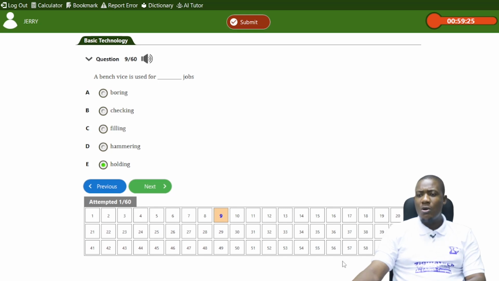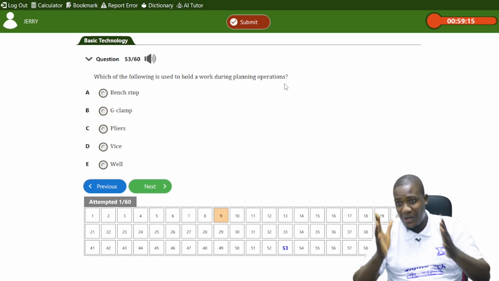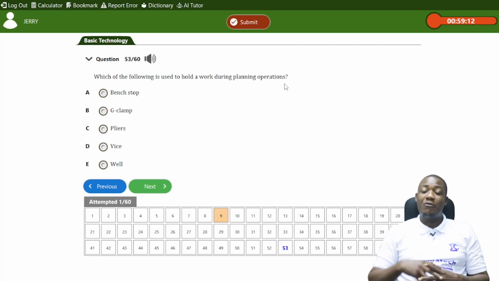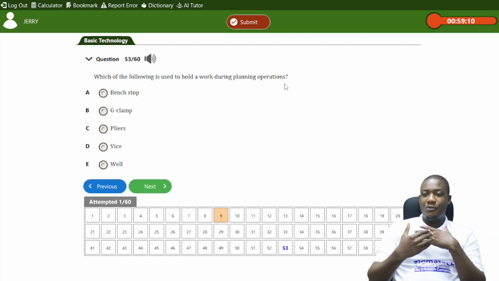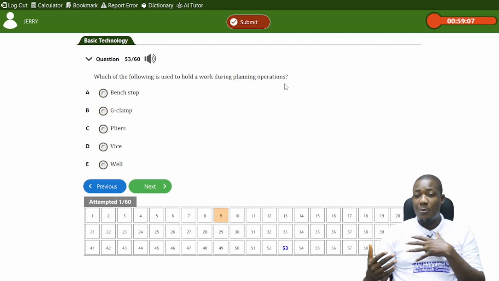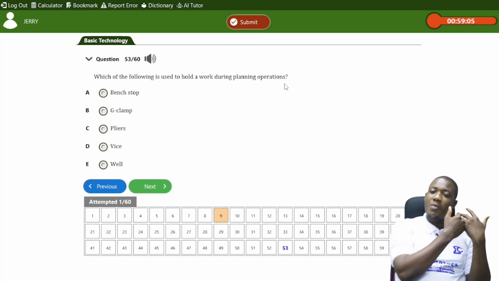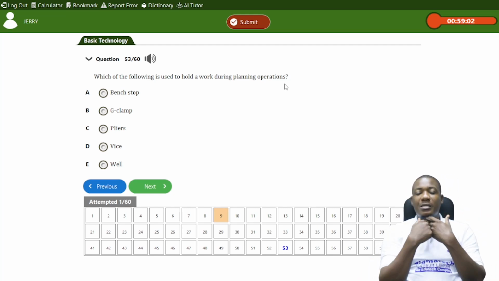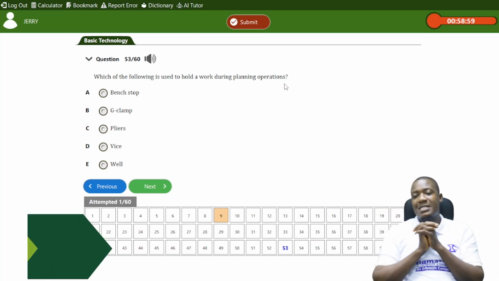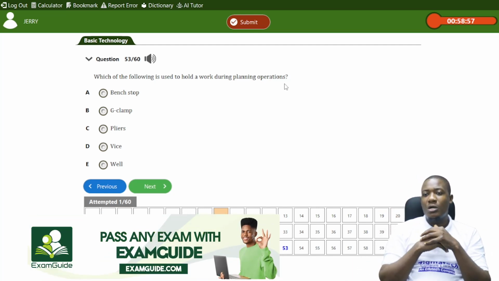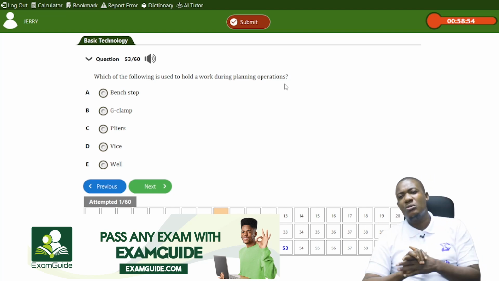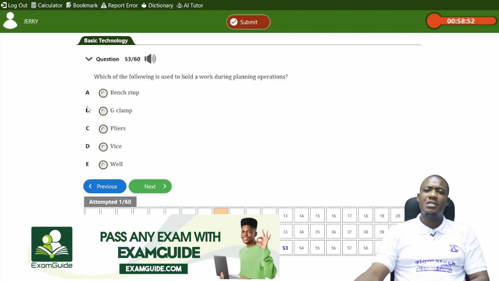Okay, so let's go further. Which of the following is used to hold a work during planing operations? I want you to answer this one by yourself, following what we have done. I've discussed the bench stop, the vise, the clamps. So which one exactly is used for holding work during planing? Of course, you don't need to go more on it. The bench stop is the answer for that question.